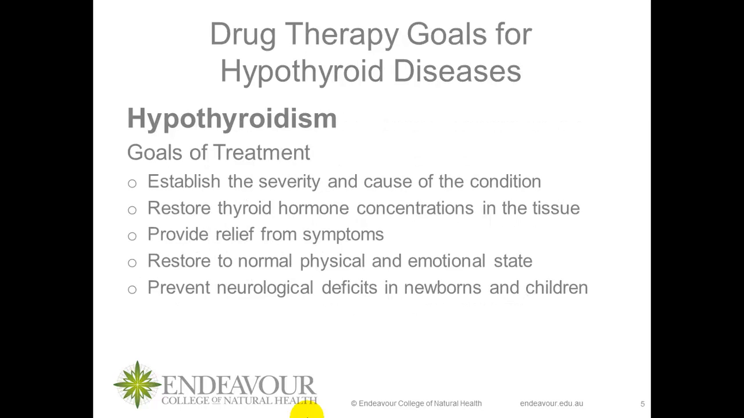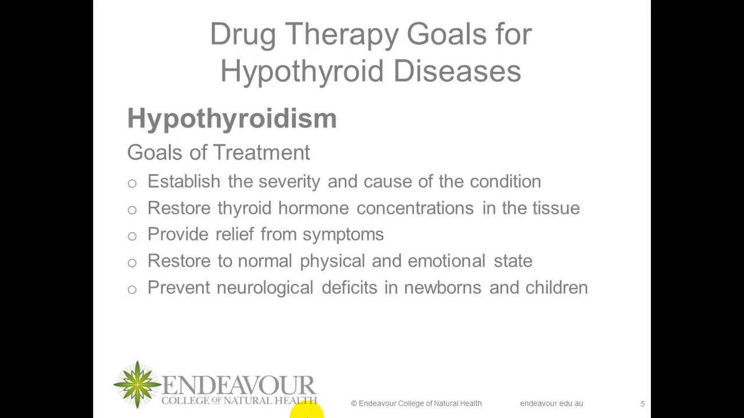We'll look first of all at hypothyroid conditions and what the goals of treatment would be in such a condition, and then look at the Western pharmaceutical medicines that will achieve those goals. So with a hypothyroid condition, important once again to get a causation. Hypothyroidism being just a collection of symptoms. Look to the cause, establish the severity of the hypothyroidism, and treat the cause.